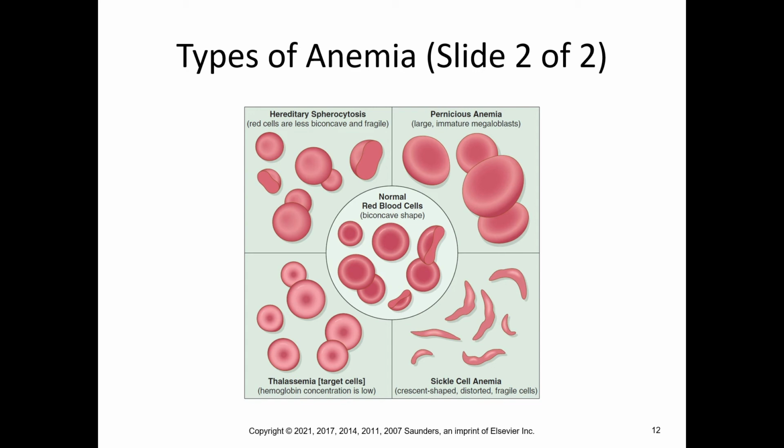In the top left, you see spherocytosis. This is a hereditary disorder in which the blood cells are enlarged and are fragile. Because of the loss of concavity, there's less surface area, so less chance for interacting and exchanging gas. Pernicious anemia causes large immature megaloblasts, large red blood cells. Bottom right, sickle cell anemia creates crescent-shaped, distorted, and fragile cells. And thalassemia creates hemoglobin in low concentrations.